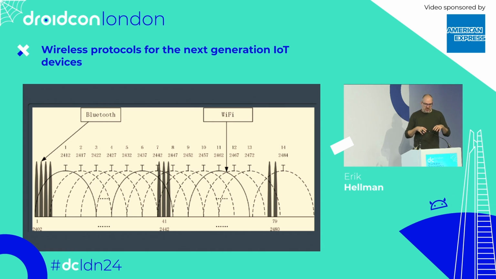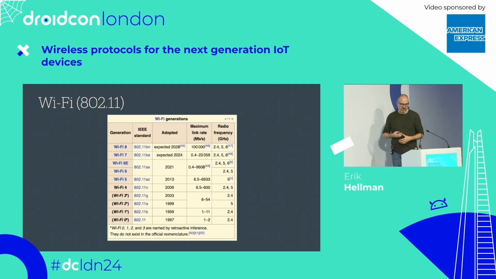So that also led to other protocols coming up, and this is what I'm going to talk about today. I'm going to talk about Wi-Fi and Bluetooth, but also a bunch of others that are good to know for app developers, so you have an understanding of why they are there, what their use is, and when it's good to use them. Wi-Fi, well, let's start with that one.